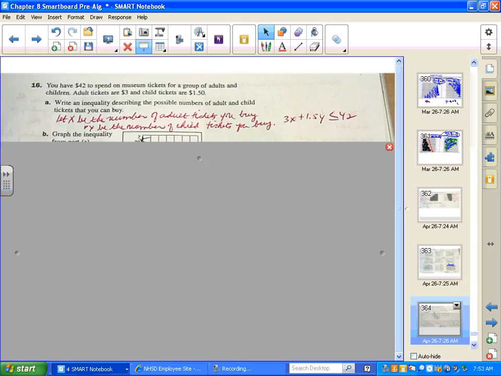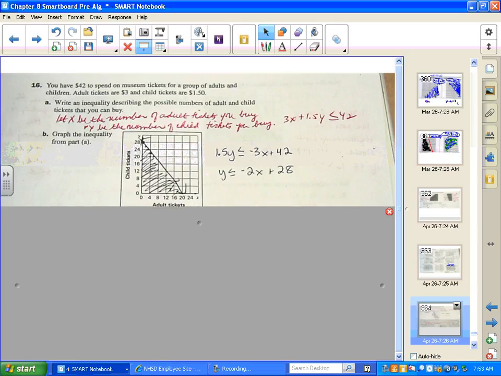Uh-huh. Good. So if you get it into y equals form, you end up with y is less than or equal to -2x plus 28. That's one way to graph it. That's the way I prefer. You also could have found the x and y intercept of this inequality if you wanted to, and then just plot them like that.